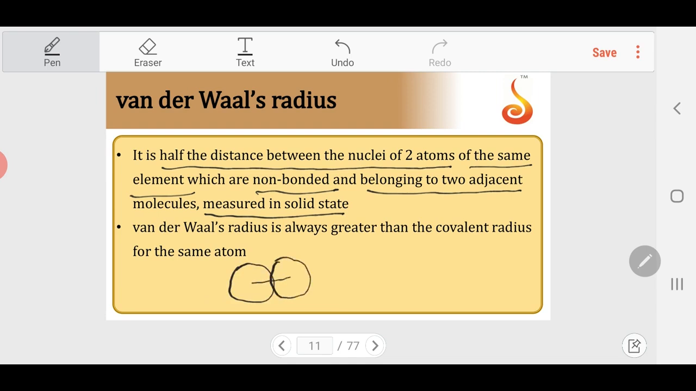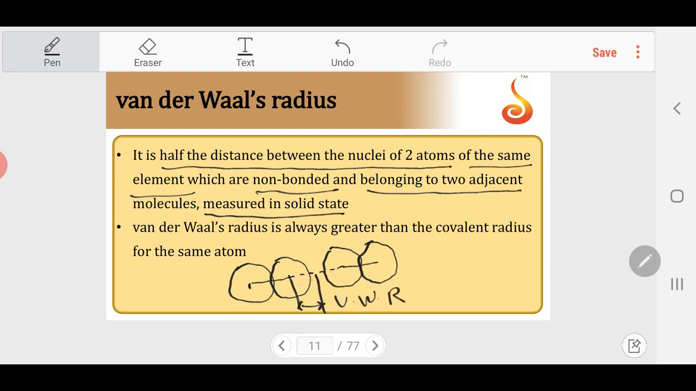So as we discussed, this is the bond length. If I take the second molecule, it is not bonded, so it is not going to be in contact, and the electron clouds will not overlap. So this is also a bond length, the distance between the two nuclei, and half of this distance is the van der Waals radius.